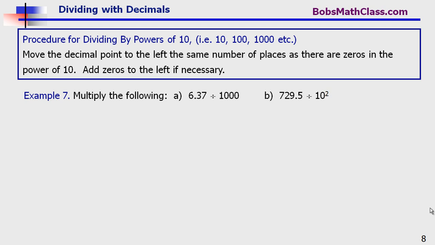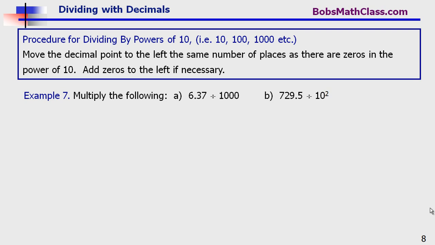Okay, this is a shortcut. And shortcuts I think are great because in math there's kind of a lot of work sometimes. So it helps us to do problems quite quickly. So this is just a shortcut. We're going to move the decimal point to the left the same number of places as there are zeros in the power of 10. Add zeros to the left if necessary.